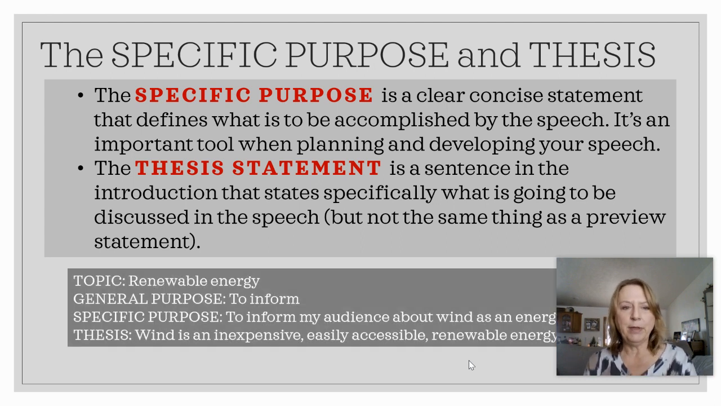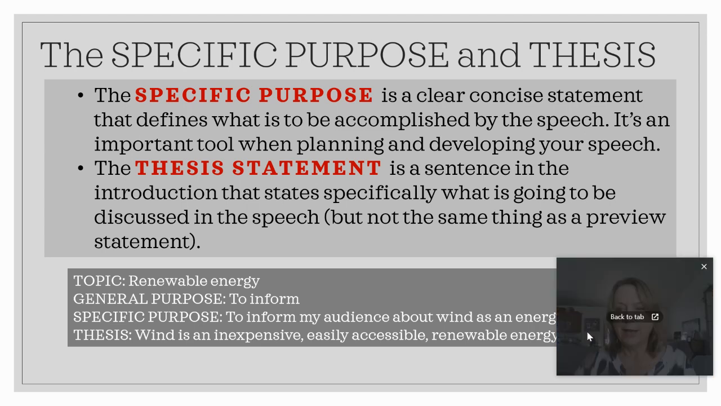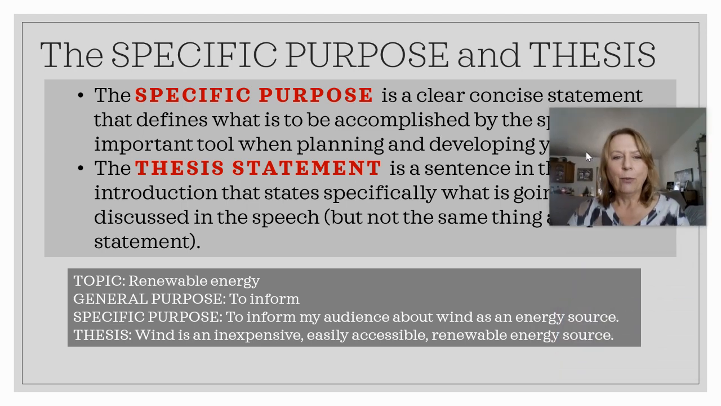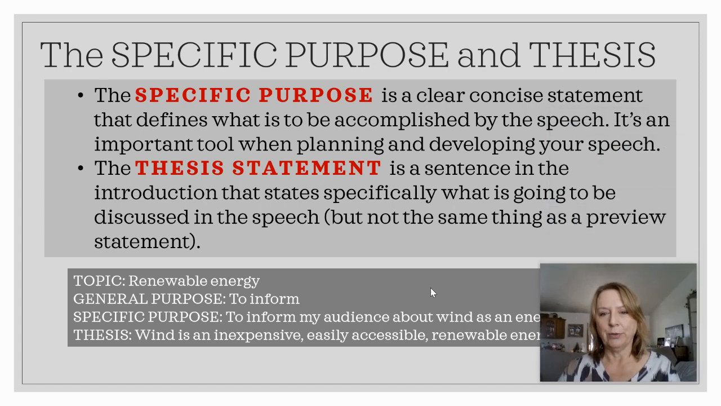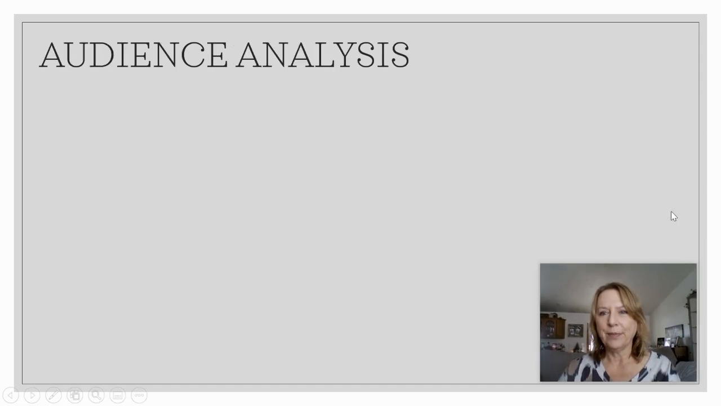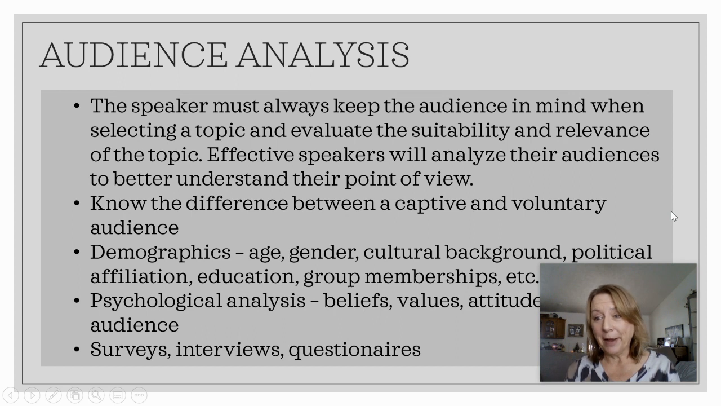Here's an example. Maybe you want to do something with renewable energy. Your general purpose for this first speech is going to be to inform. So you've got to narrow it down. You can't just talk about renewable energy as a whole; that's way too broad. So you're going to inform your audience about wind as a possible energy source. And then you'll come up with a thesis statement there. My image here is blocking that, but "Wind is an inexpensive, easily accessible, renewable energy source" would be the thesis statement for that. Okay, you also have to think about your audience.